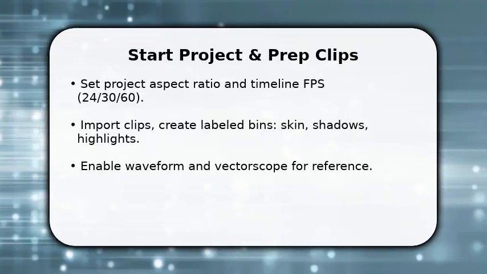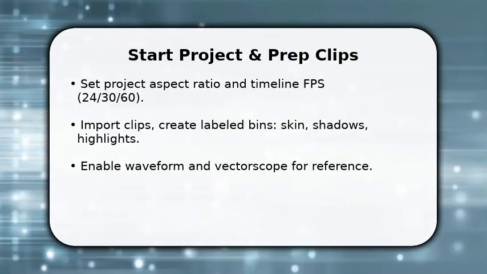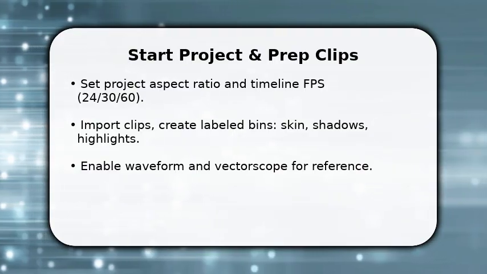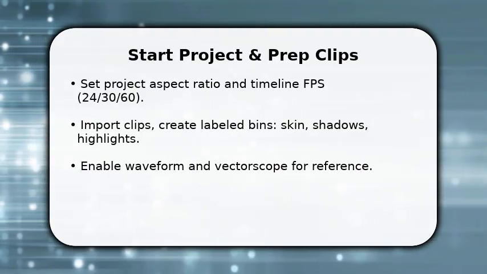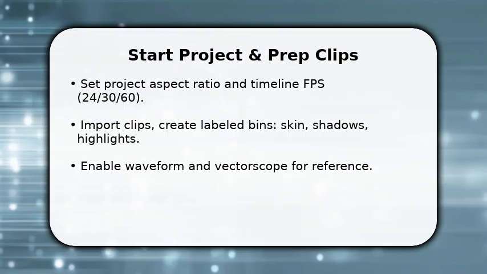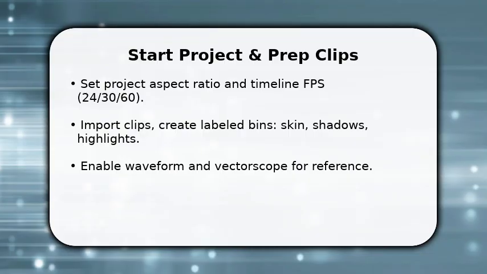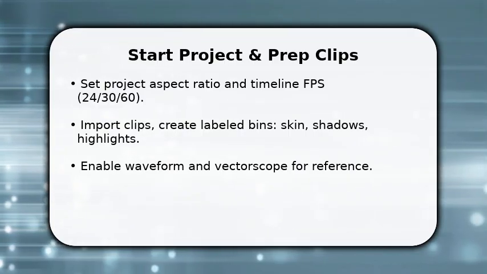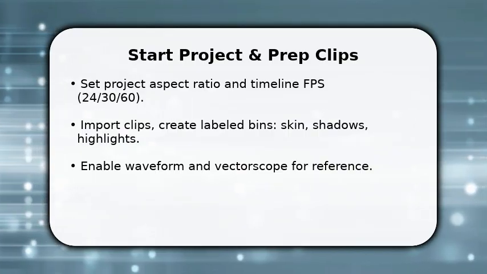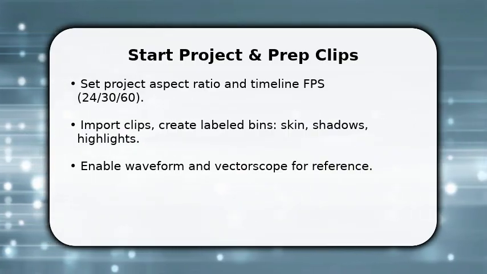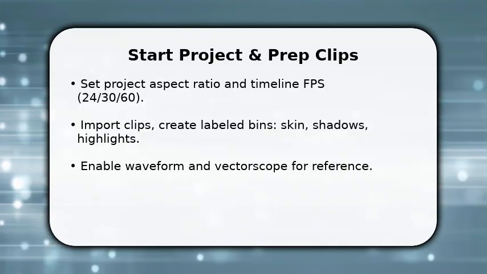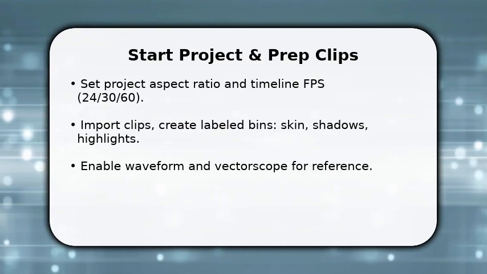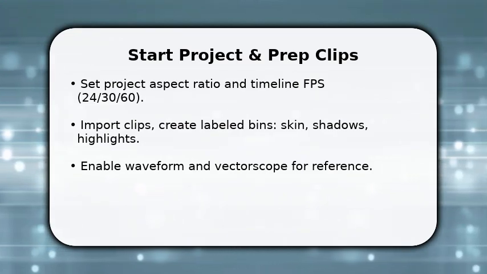You begin by prepping the sequence and clips so grading is predictable. Set the project ratio and FPS first, then import and organize footage into labeled bins because consistency saves time. Once done, enable waveform and vector scope to monitor exposure and color balance while you work. You'll want to scrub each clip quickly and mark in and out points for selects. These early actions let you focus on creative choices rather than hunting for footage later, and they give you accurate reference tools for the next steps.